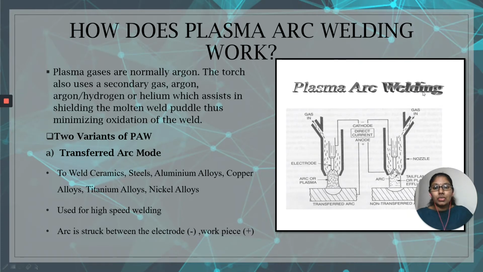For the transferred arc, the arc is struck between the electrode negative and the workpiece positive. The workpiece is a part of the electrical circuit and heat is obtained from the anode spot and the plasma jet. Therefore, a higher amount of energy is transferred to the work. It is used for high-speed welding so thicker sheets can be welded, for example, ceramics, steels, aluminum alloys, copper alloys, titanium alloys, and nickel alloys, with higher process efficiency.